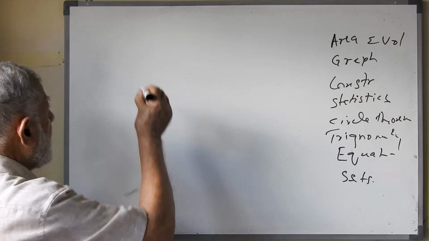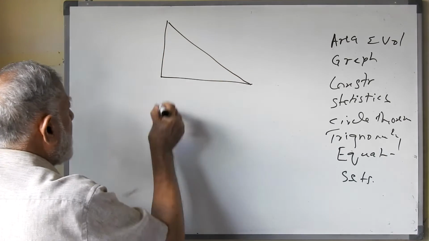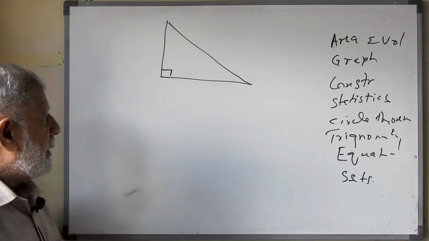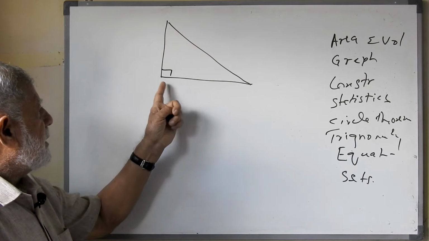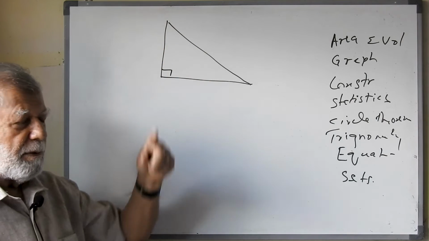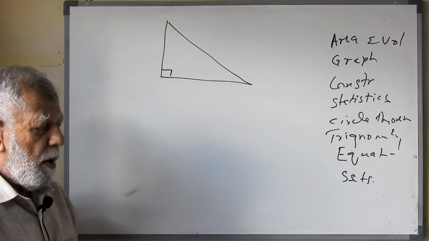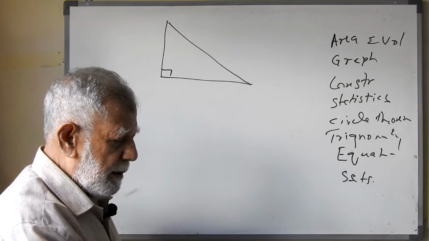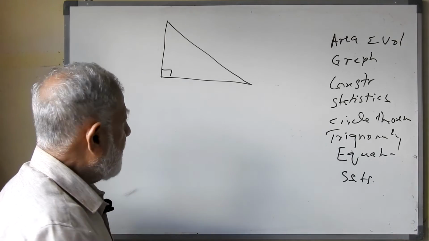Now we will take a right angle triangle. Right angle means one angle is 90 degrees. You can't have 2 angles of 90 degrees in a triangle, because the angles of a triangle add up to 180 degrees. So if this is 90, the other 2 angles have to be less than 90, maybe 60 and 30, whatever it is. So one angle is 90, the other 2 are less than 90. All the problems on Pythagoras theorem apply to right angle triangles. So that is one point.